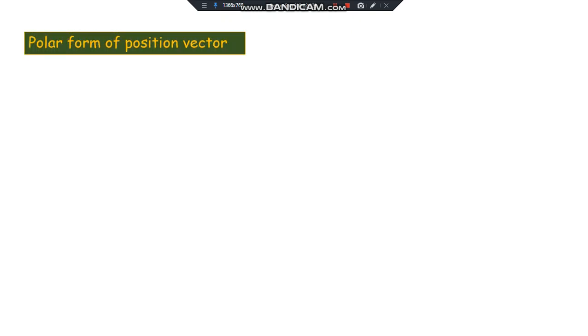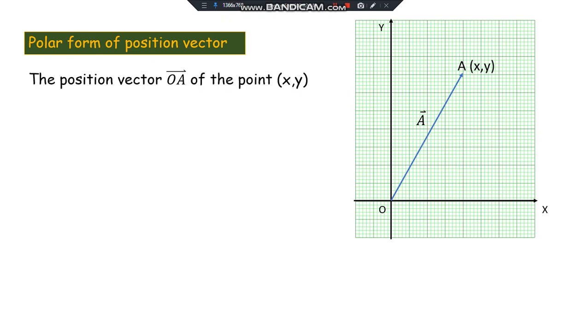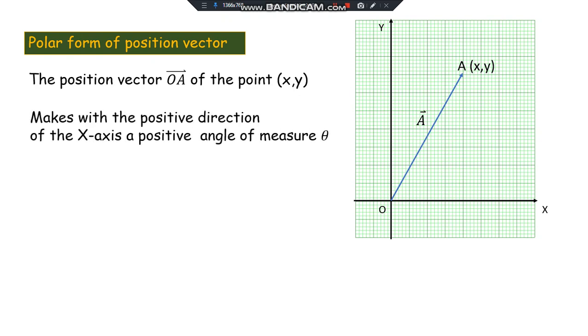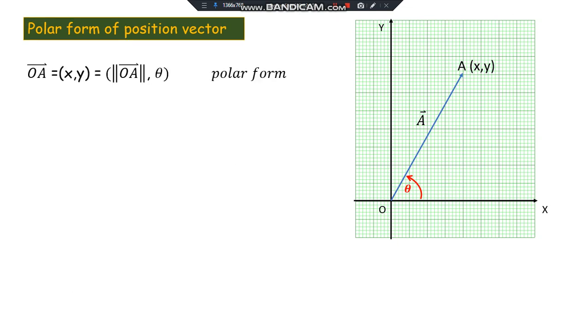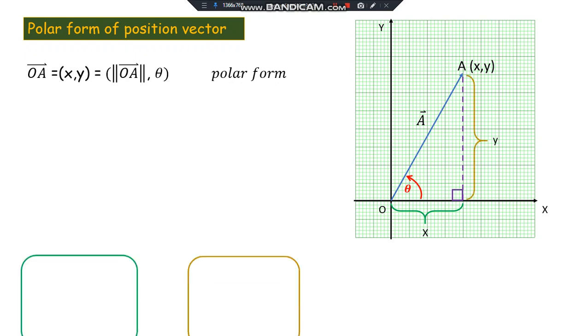So, polar form of the position vector. The position vector OA of the point x and y makes with the positive direction of x-axis a positive angle of measure theta. So we said before OA equals (x, y) equals the norm of OA and the angle theta, which is in polar form. So we have this part called x and this part called y.